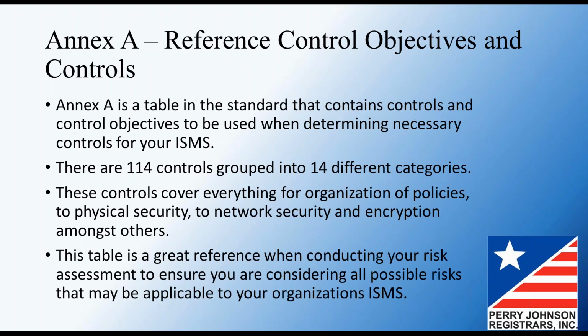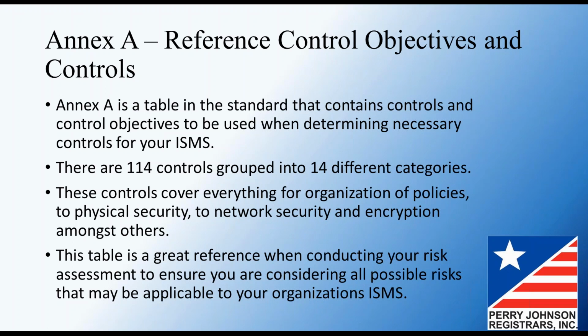All right, let's jump right in. Annex A, reference, control objectives, and controls. As you may or may not know, Annex A is a table in the standard. It contains controls and control objectives, and it's to be used when determining the necessary controls for your information security management system. There are 114 of these controls grouped into 14 different categories. These controls cover everything from the organization of policies to physical security to network security and encryption, amongst others.